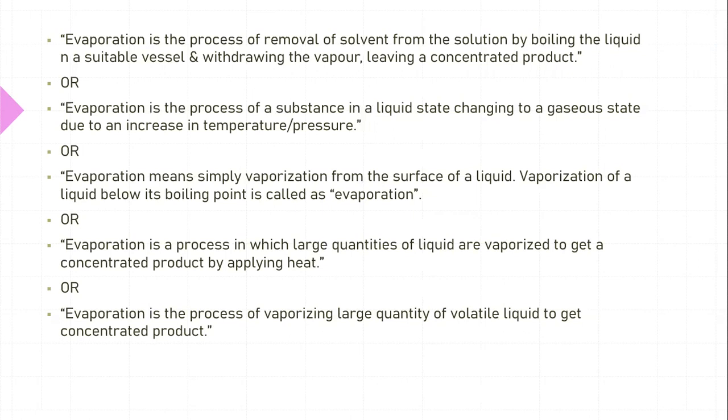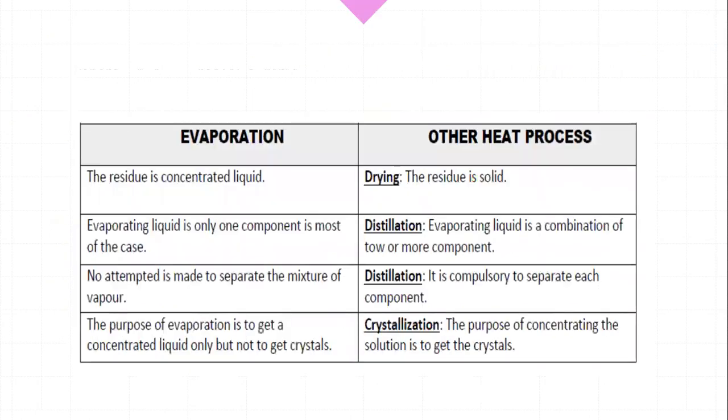Evaporation is a process in which large quantities of liquid are vaporized to get a concentrated product by applying heat. This can also be a very concise definition. Or evaporation is the process of vaporizing large quantities of volatile liquids to get a concentrated product. So these can all be different definitions of the same process, that is evaporation. So what is evaporation and what are other heating processes?